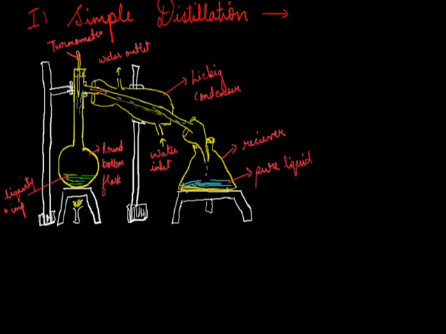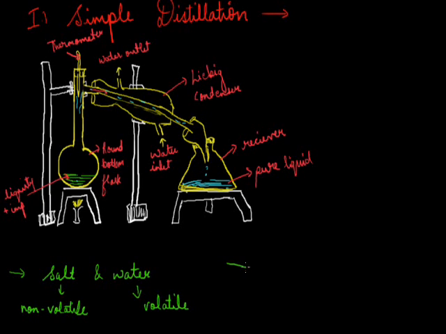Now, for example, a mixture of salt and water can be separated. Salt is non-volatile and water is volatile. Non-volatile means salt will not form vapors. Even at 100 degrees, it does not change its state, whereas water vaporizes and becomes gas. So water vapor comes up near the outlet from where it enters the Liebig condenser. Over here it gets condensed, that is, from the gaseous state it is converted into the liquid state, and here we are collecting the pure water.